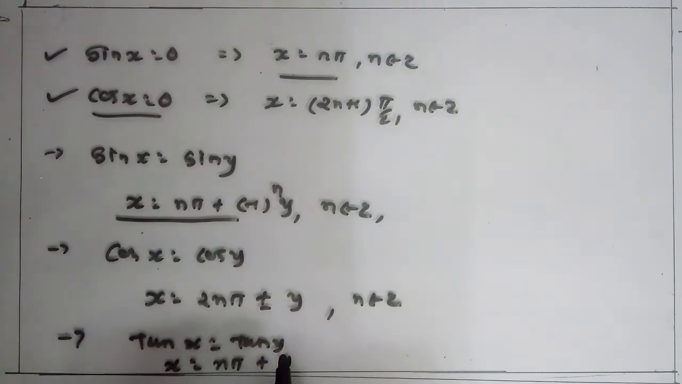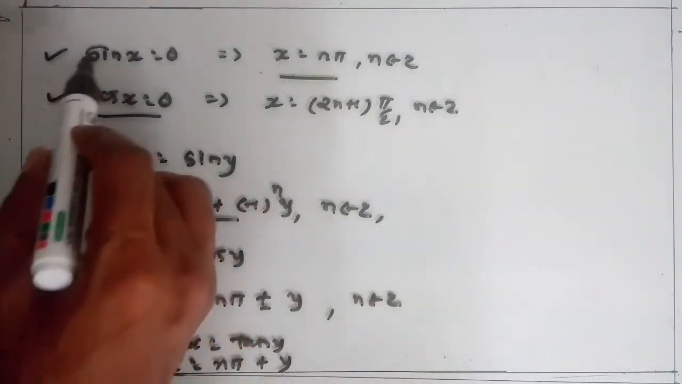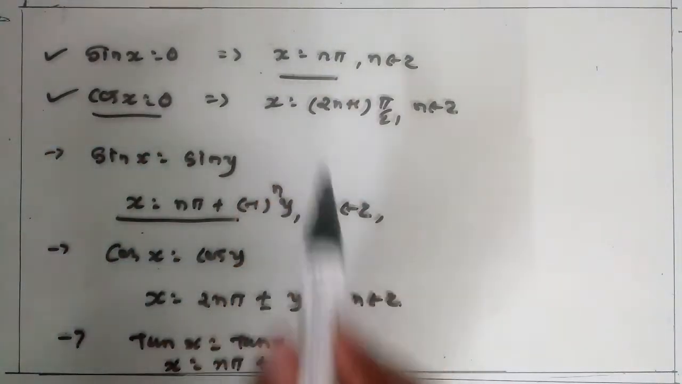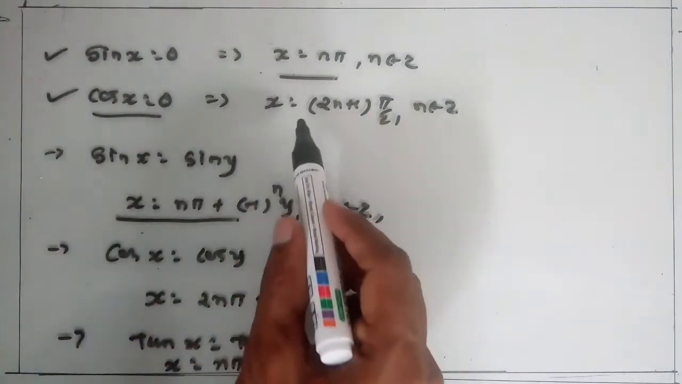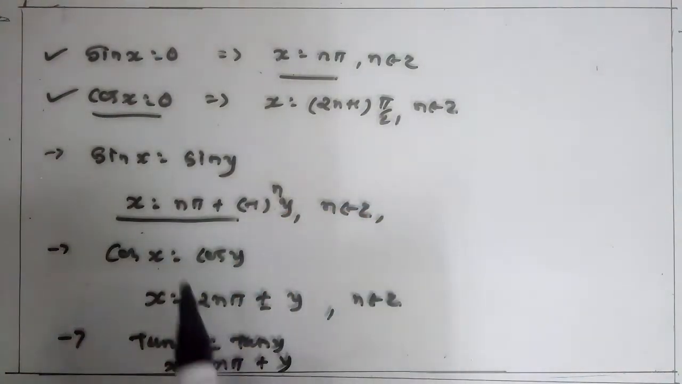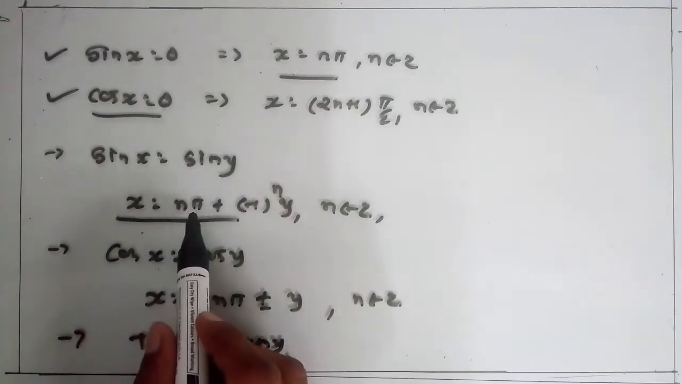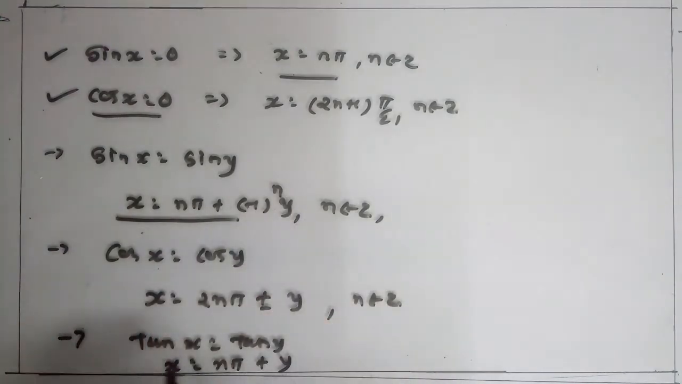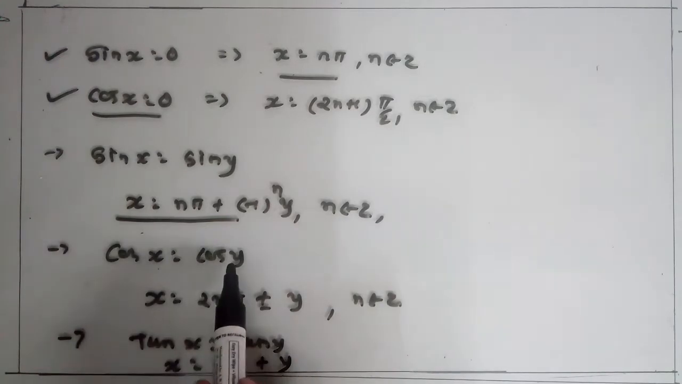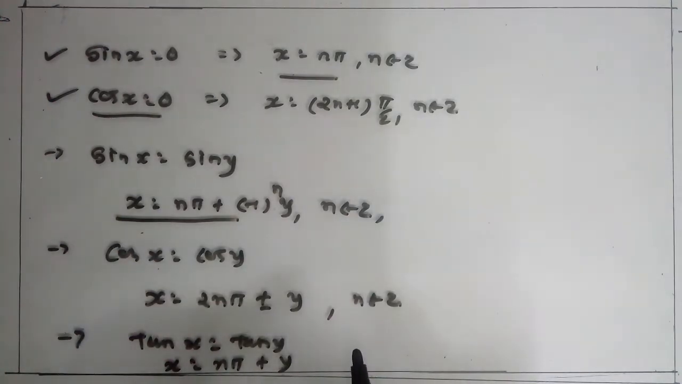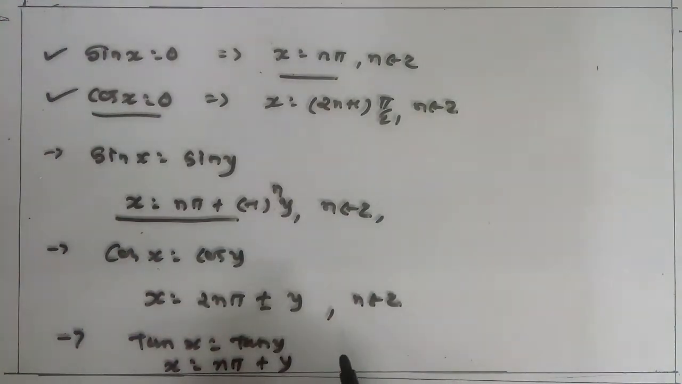So remember all these general solutions. For sin x is equal to 0, x is equal to n pi. Cos x is equal to 0, x is equal to (2n plus 1) pi by 2. Sin x is equal to sin y, then x is equal to n pi plus minus 1 raised to n y, and tan x is equal to tan y, then x is equal to n pi plus y. And in cos x is equal to cos y, then x is equal to 2n pi plus or minus y. Clear? Remember all these solutions of a trigo equation.